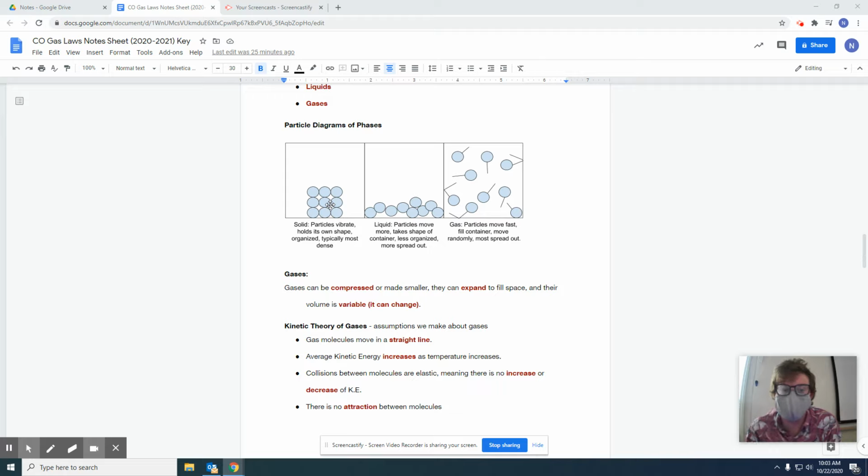And then when we talk about the movement of particles in a solid, they typically just vibrate. So very small vibrations back and forth. If you follow my cursor, a solid particle would probably look something like this if it was moving.